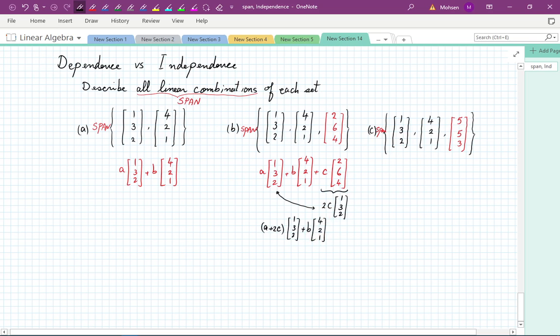So what you are building here is not different from what you were building over there. That is, if you consider the set of all possibilities here, and the set of all possibilities there, these two sets will be exactly the same, because whatever you can build out of 1, 3, 2, you can also build the exact same thing out of 1, 3, 2, and 2, 6, 4, and vice versa. Whatever you have out of these two, you can build out of one of them.